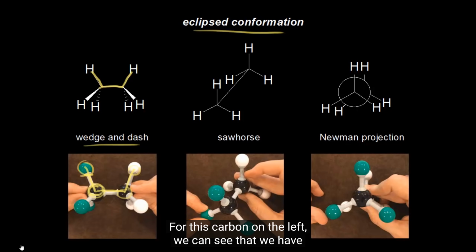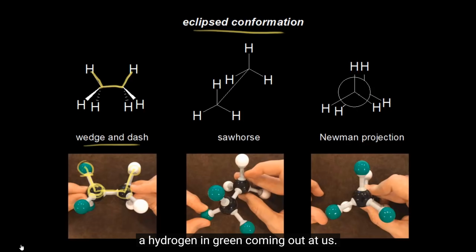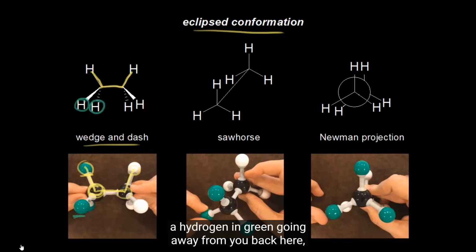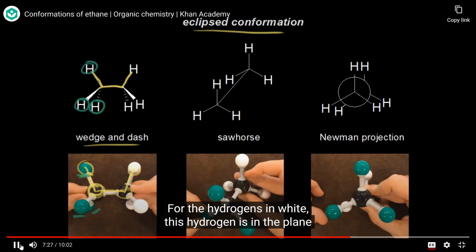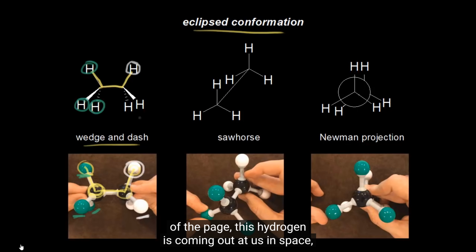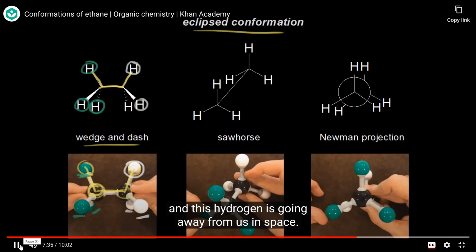For this carbon on the left, we can see that we have a hydrogen in green coming out at us, right? So here's your hydrogen in green coming out at you, a hydrogen in green going away from you back here, and then this hydrogen in the plane of the page. For the hydrogens in white, this hydrogen is in the plane of the page, right? This hydrogen is coming out at us in space, and this hydrogen is going away from us in space.